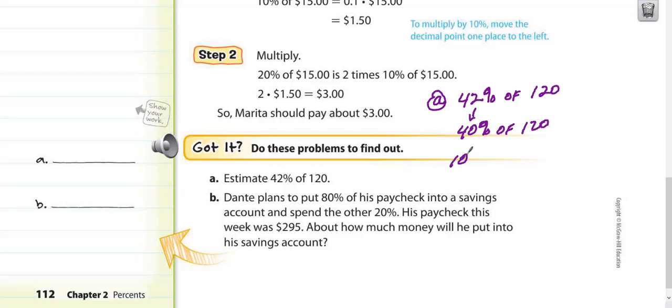Well, we know that 10% of 120 is 12. Remember, to get 10% of something, you're basically dividing by 10, and there's a whole video on figuring percents. So when we divide by 10, we get 12, and then we take that 12 and we multiply it by 4. We get 48 because there are 4 10%s in 40%. So 42% of 120 is approximately 48. It's actually greater than 48 because we rounded down. So the actual answer is a little bigger than 48.